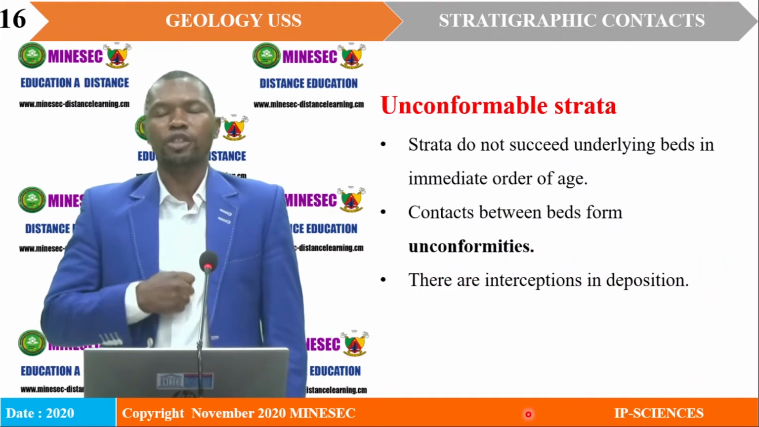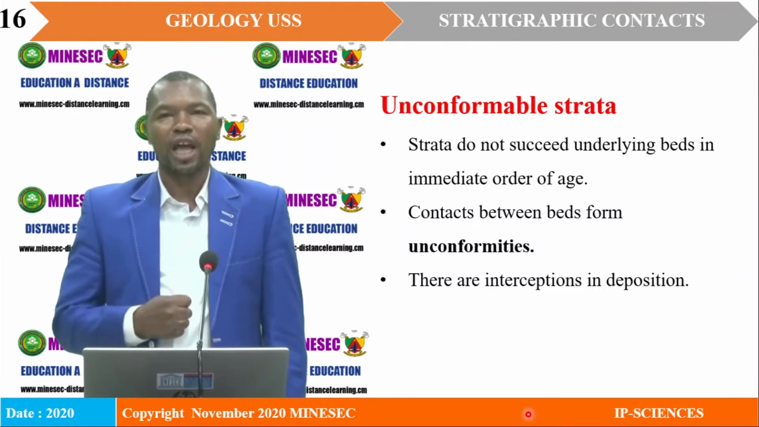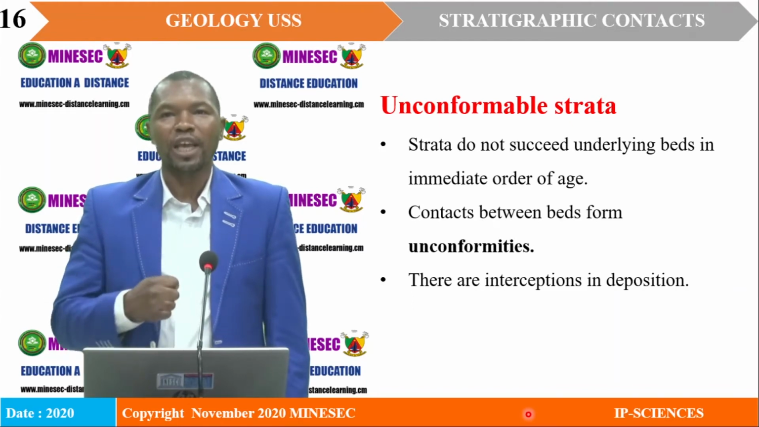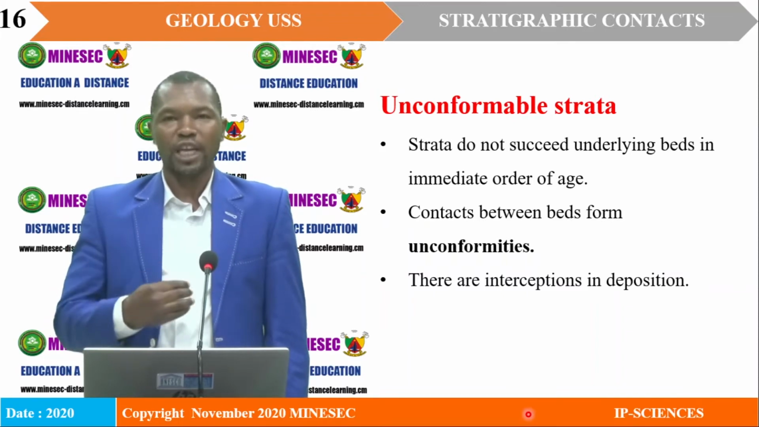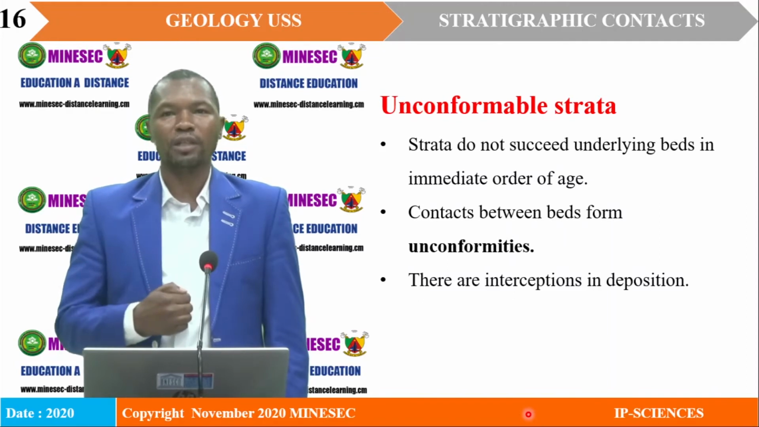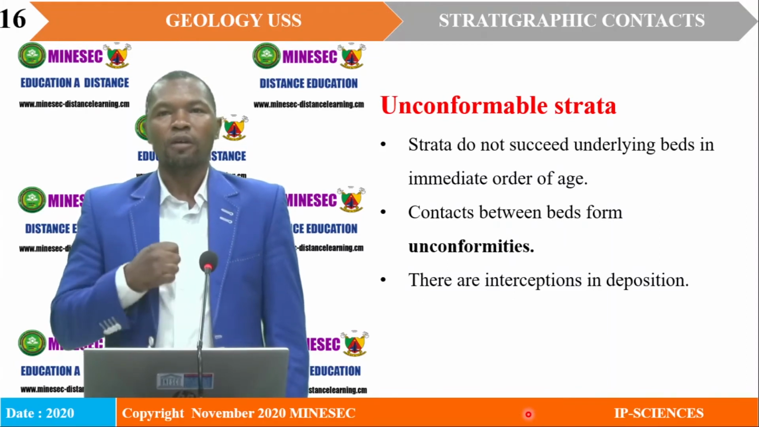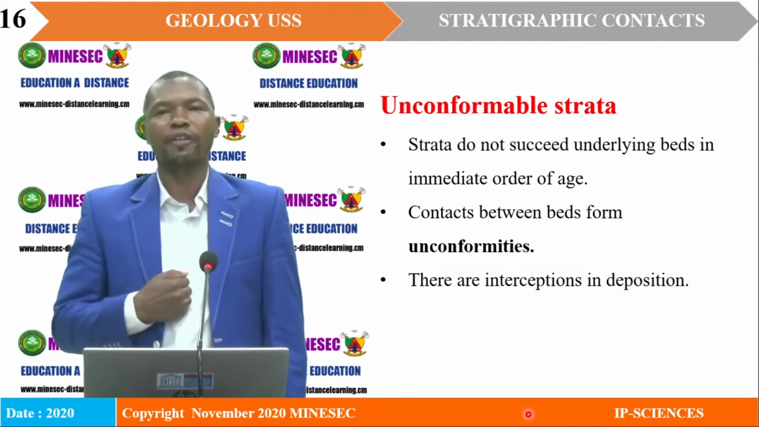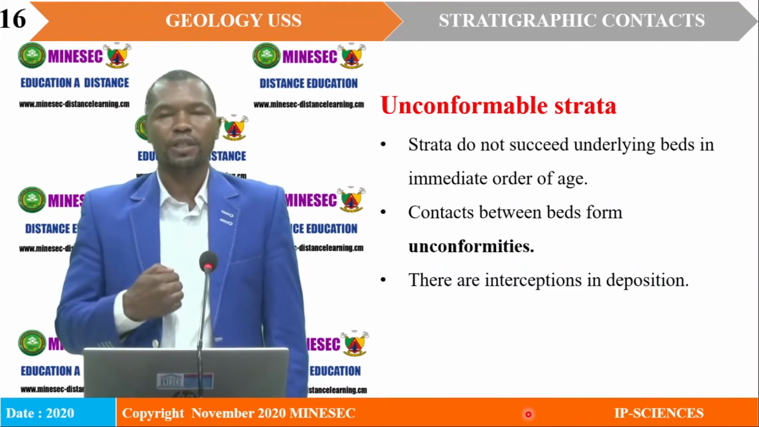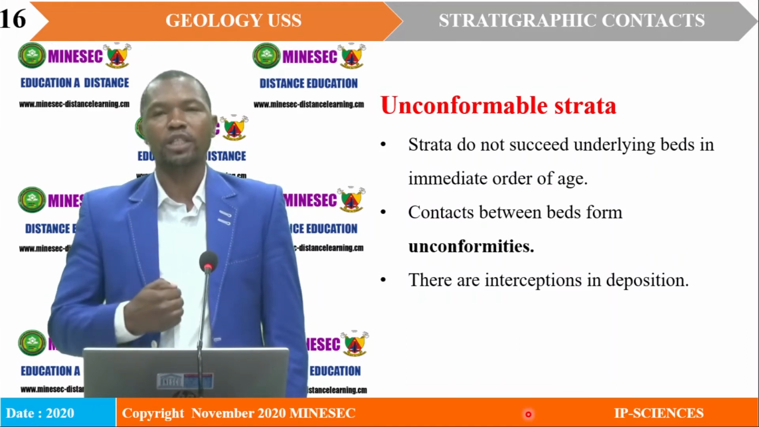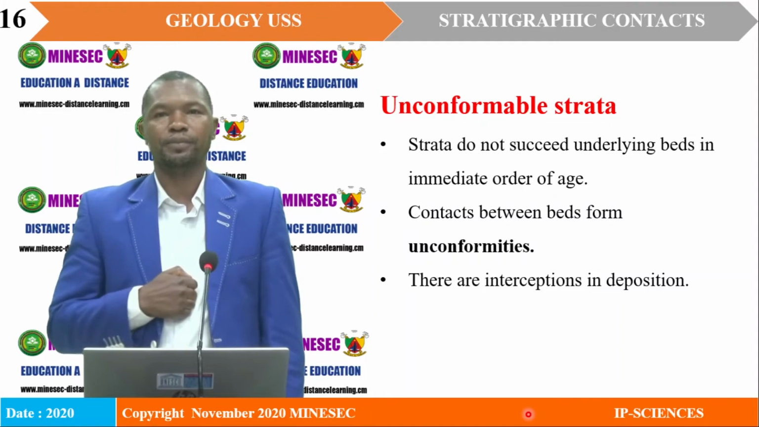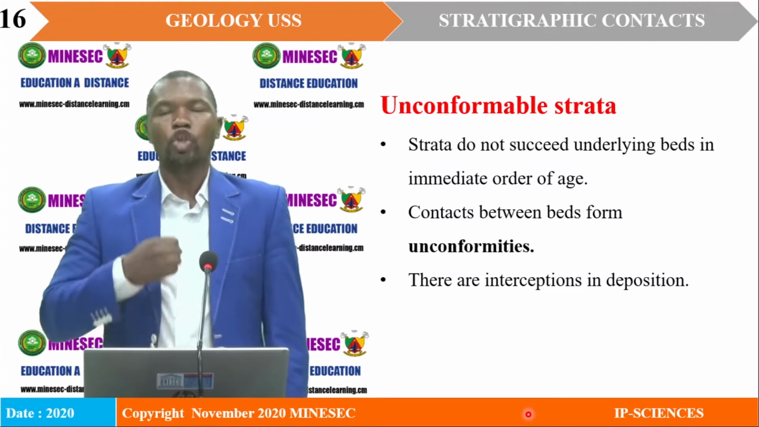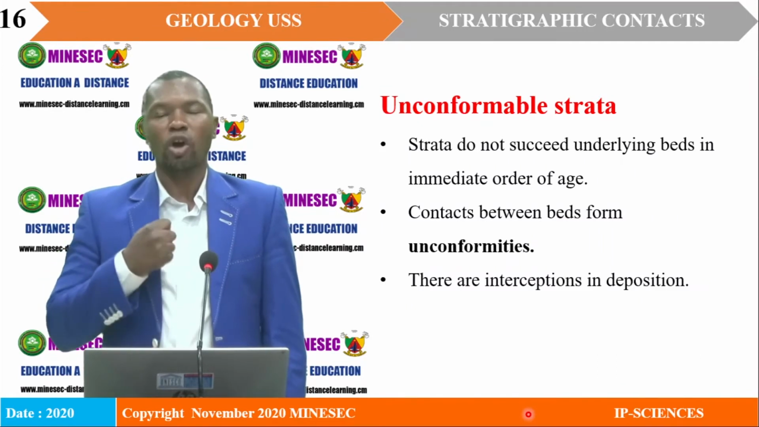We have unconformable strata. Unconformable strata are strata that do not succeed underlying beds in immediate order of age, meaning there is a kind of disorder. So these contacts are contacts between beds that will end up forming unconformities. Unconformities are the irregularities, and these irregularities indicate disruptions or distortion in the sequence of deposition in the geology of an area. There are interruptions in deposition, and therefore they help to justify why we define them as unconformable strata.